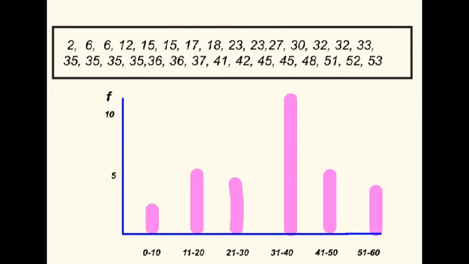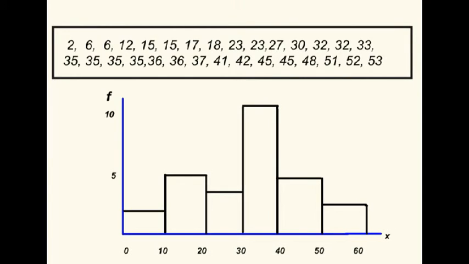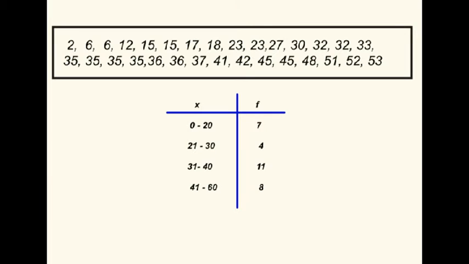Now I could show this on a bar chart. Or I could show it like this. The big difference between this and the bar chart is that the horizontal axis has a scale and is not made up of discrete values. In that example, each of the intervals was of the same size.